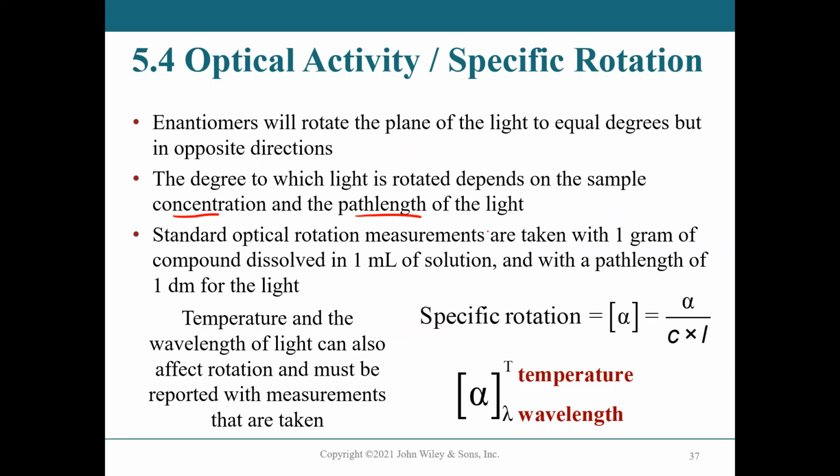Standard optical rotation measurements are taken with 1 gram of a compound dissolved in 1 mL and with a path length of 1 decimeter for the light. So if you think about that, 1 meter equals 100 centimeters. So 1 decimeter would be 10 centimeters. It says temperature and the wavelength of light can also affect rotation and must be reported with measurements that are taken. So temperature has an effect, and the wavelength of light that is used for rotation. So you have to report both.